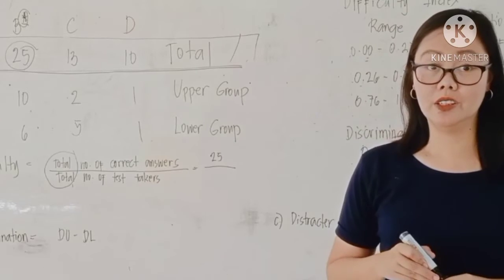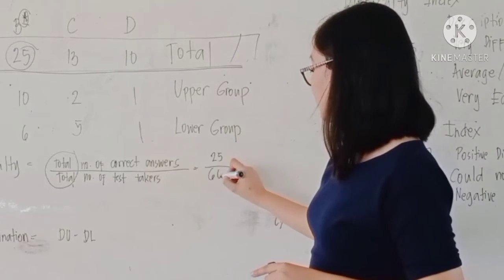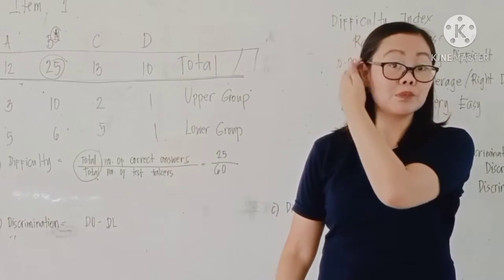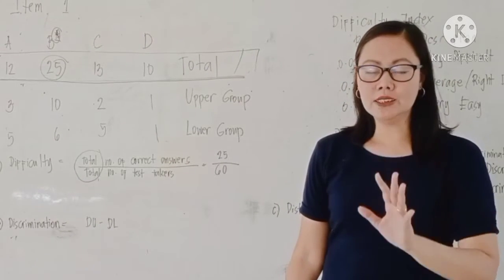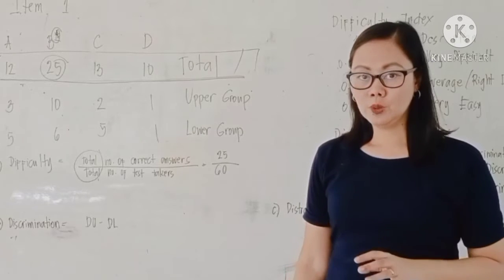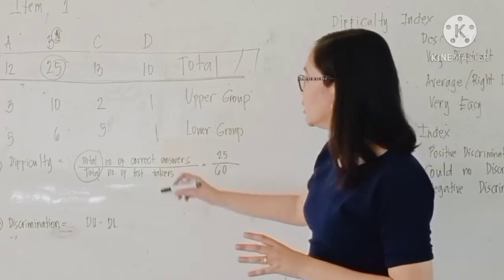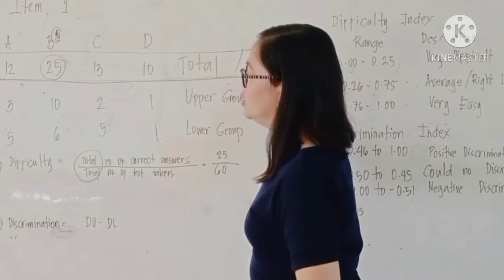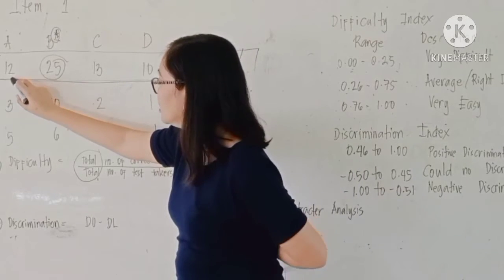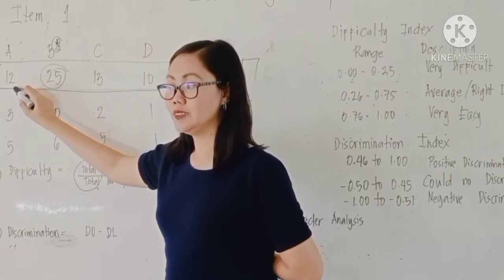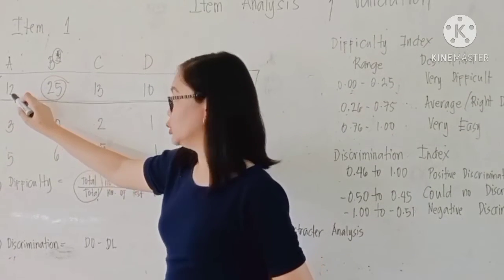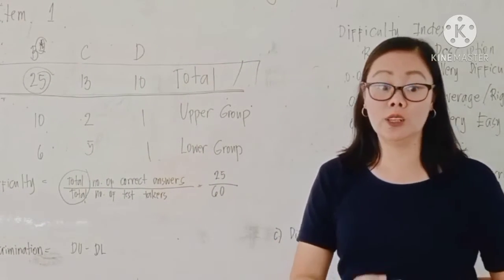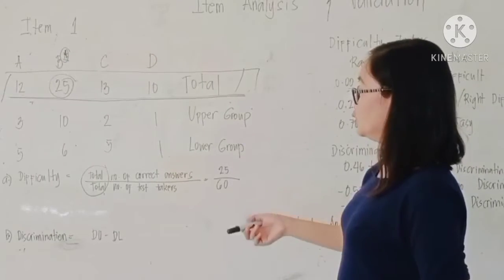We have said earlier that we have 60 test takers. What if the teacher did not mention that there are 60 test takers? It will be easy for us to know kung ilan ang total number ng test takers by looking into the row for the total, whereby you just compute the number of responses in every letter. So, 25 plus 13 plus 10 equals 60. Ganun lang siya.